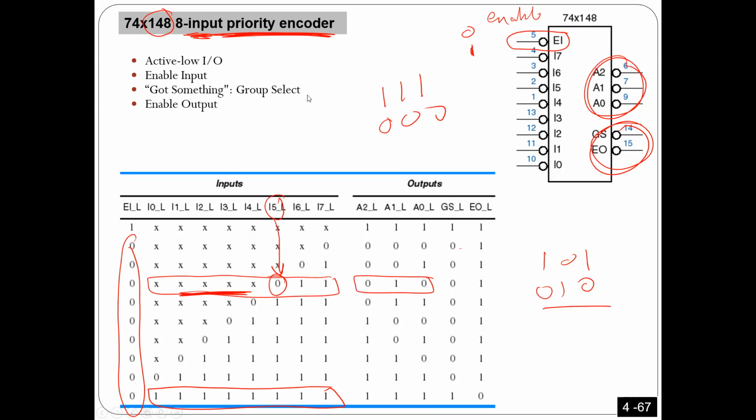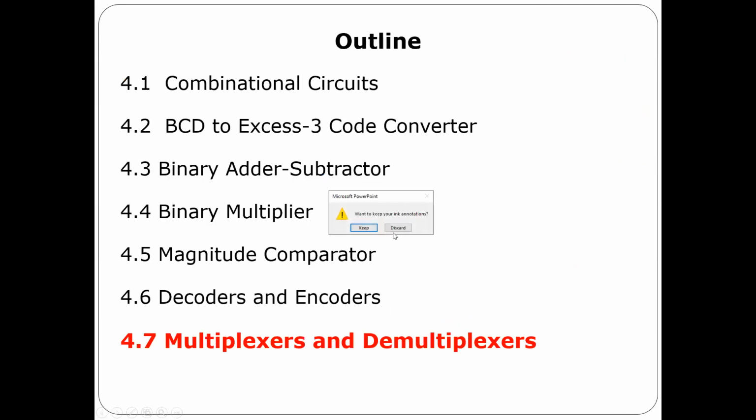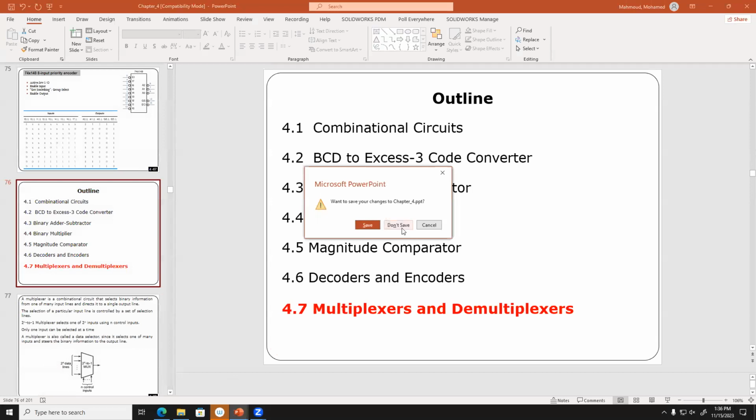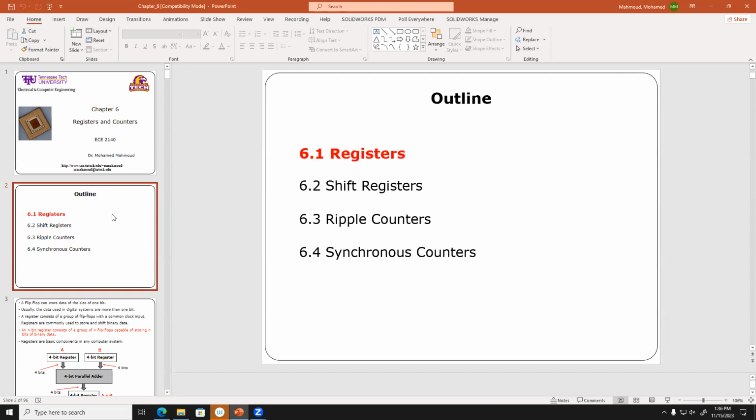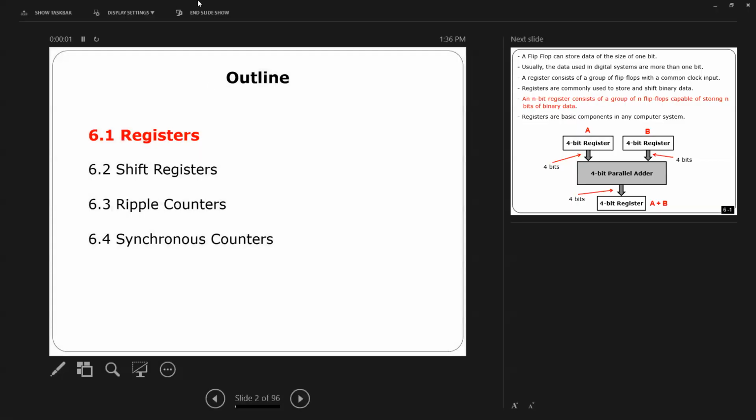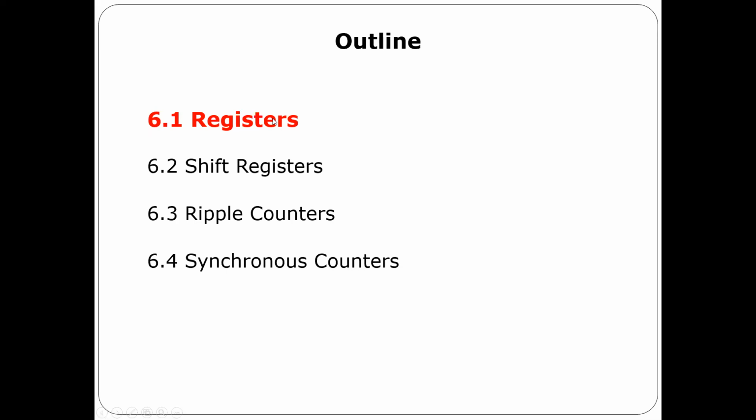Okay, I think I'm done with this chapter. Now I'm going to move to the last chapter, chapter 6. Chapter 6 is a very, very easy chapter. Several things here I already taught before. In this chapter, I'm going to teach very important components in any digital system: registers, shift registers, and counters, two different types of counters. These are basic components of any digital system.